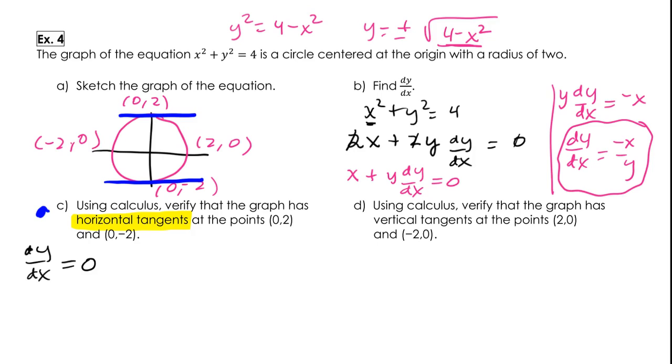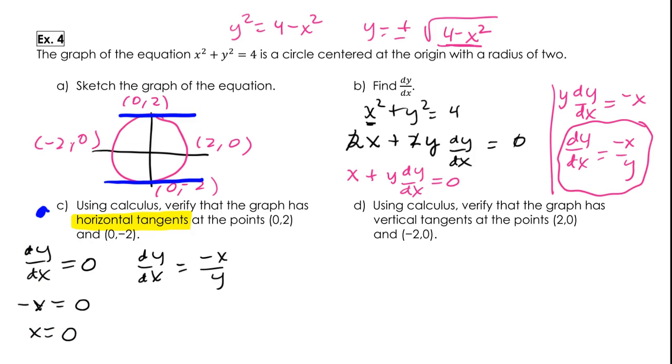Well, look back at your dy/dx. dy/dx is negative x over y. So how could this be 0? It's going to be 0 whenever the numerator is 0. So that would be when negative x is 0, which, dividing by negative 1, is when x is 0. So we just use calculus to verify that when x is 0, we get a slope of 0.